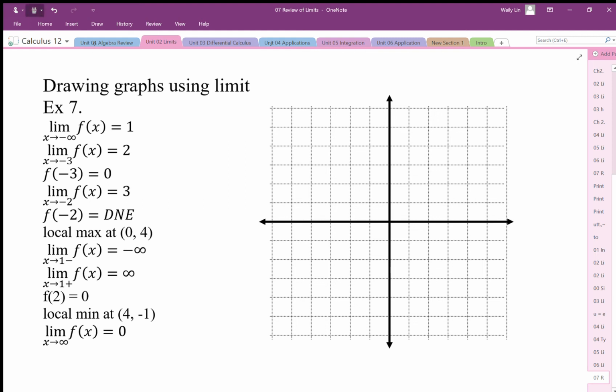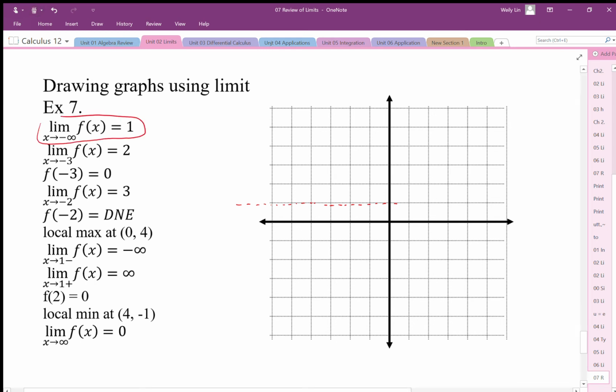So as x goes to negative infinity, we can see that f of x goes to 1. Well, what does that mean? That means that we have on the negative side a horizontal asymptote at 1. As x approaches negative 3, we're going to have a value of 2. Okay, so it looks like that. Maybe I'll just color code this so that we can kind of see where these pieces are coming from.